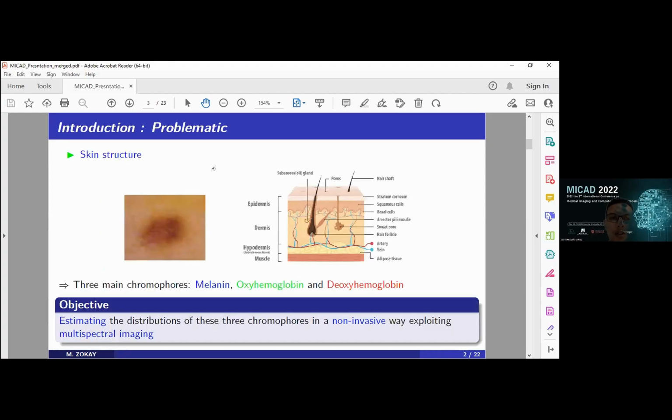So, in order to identify skin diseases, we must first know the distribution of the structure of the skin. The skin is composed of two main layers, which are epidermis and dermis, and contains three main chromophores, which are melanin, oxyhemoglobin, and deoxyhemoglobin. Distribution of these three main chromophores is very important for dermatologists to identify skin diseases. So our objective is to estimate distribution of these three main chromophores in a non-invasive way using multispectral imaging.